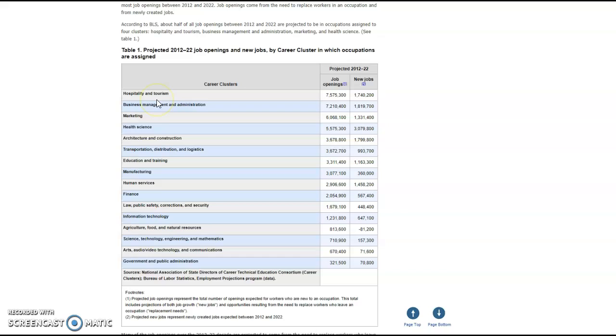So you have hospitality and tourism, business management and administration, marketing, health sciences, architecture and construction, transportation, distribution and logistics, education and training, manufacturing, human services, finance, law, public safety, corrections and security, information technology, agriculture, food and natural resources, science, technology, engineering and mathematics, arts, audiovisual technology and communications, and finally government and public administration. So those are the career clusters. Individual occupations are attached to each one of those clusters.